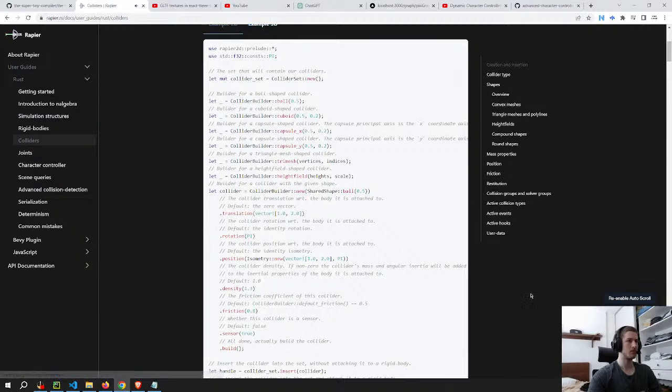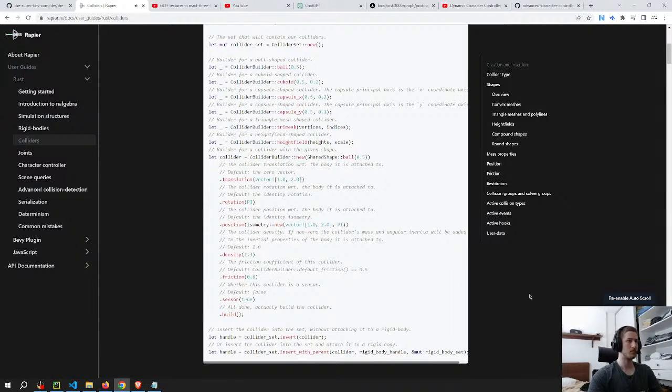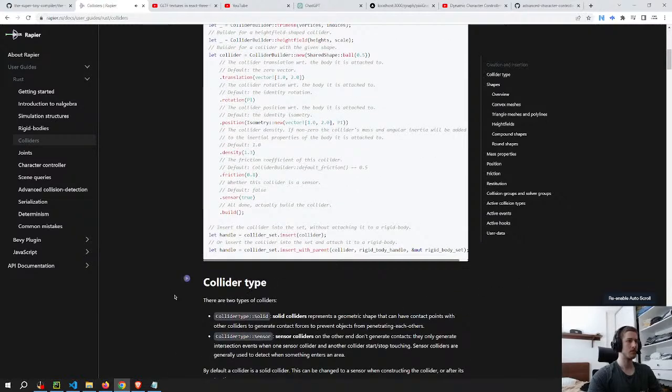Example 2D. Example 3D. use rapier2d::prelude::*; use std::f32::consts::PI; // The set that will contain our collider. let mut collider_set = ColliderSet::new(); // Builder for a ball shape. let collider = ColliderBuilder::ball(0.5); // Builder for a cuboid shape. let collider = ColliderBuilder::cuboid(0.5, 0.2).